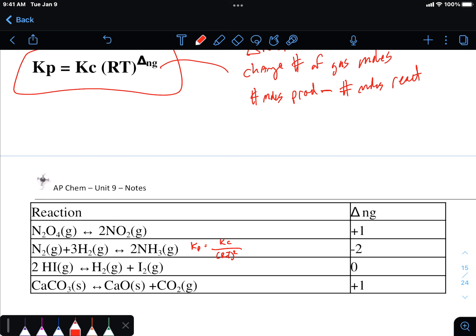In our third reaction, we have null effect, right? 2 minus 2, 0. If that happens, that means Kp is equal to Kc, because the RT is raised to the power of 0, which is 1, drops out. In our third example, 1 mole product gas minus 0 moles is 1. So delta Ng is 1. So Kp is equal to Kc times RT to the 1. Just like the first one was.